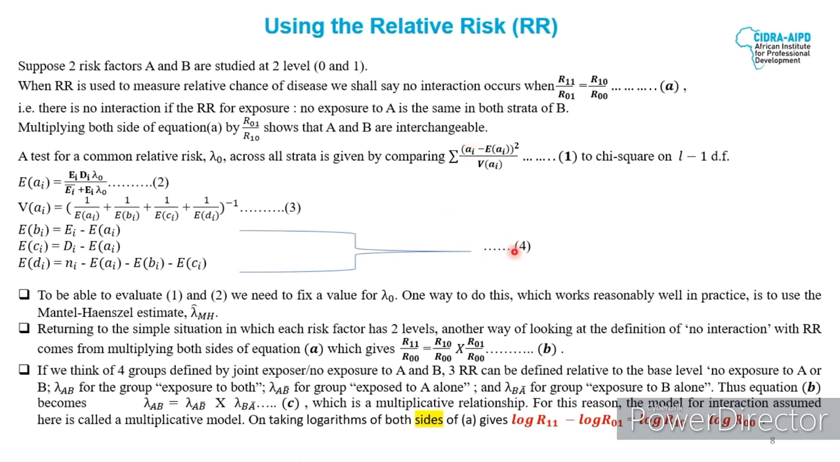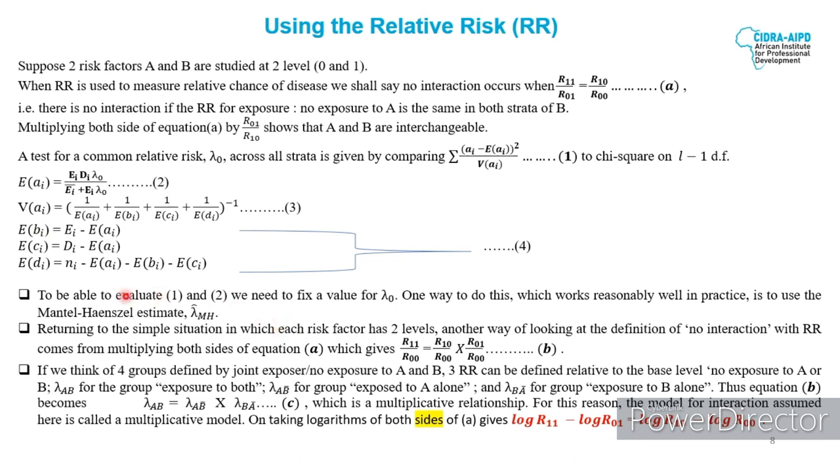A test for interaction. A test for a common relative risk across all strata is given by comparing the summation of (AI minus expectation of AI) whole squared, divided by variance of AI, to chi square on L minus 1 degrees of freedom. So here we can see the expectation and the variances for AI, BI, CI, and DI. Note down all of these equations.